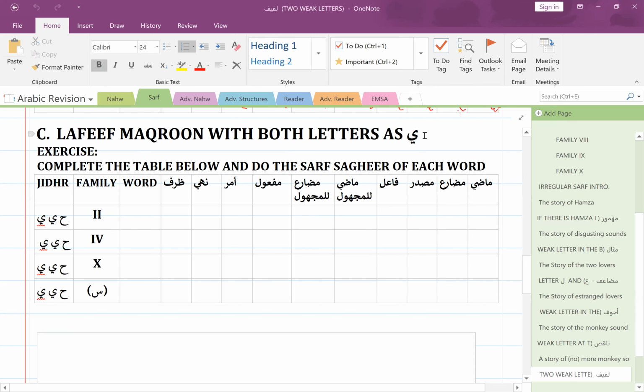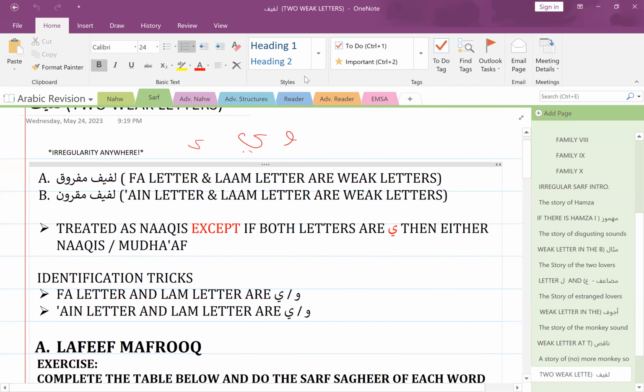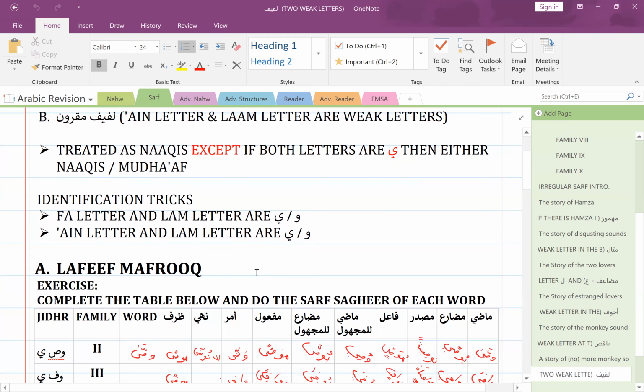And just to recap what we had said, there are two kinds of Lafeef. So there's Lafeef Mafruq, separated, where the Fa and the Lam letter are weak, which means the middle letter, the Ain letter, is acting as a separator. So the weak letters are separated. And then you have Lafeef Maqroon, which means they're joined together or close together. And remember, the weak letters are waw or ya. Every other letter is not a weak letter. Hamza is not a weak letter.